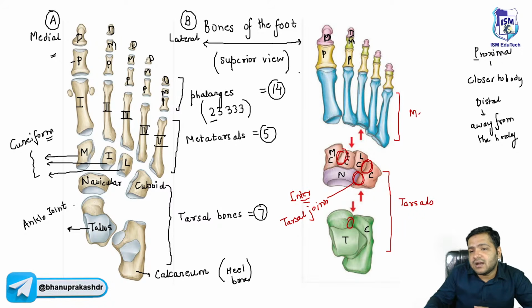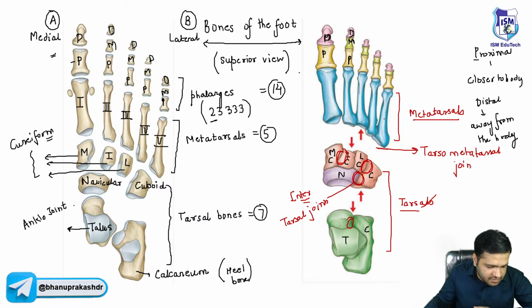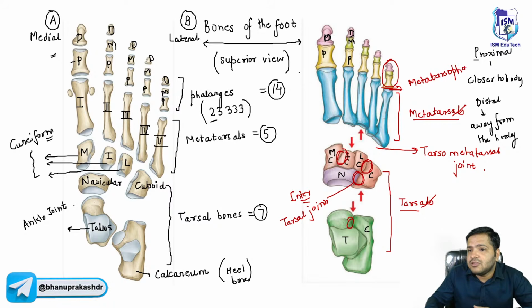Now between the tarsals and the metatarsal, metatarsal भी bone है और tarsals भी bone है. So this joint, beta, is between metatarsal and tarsal. So what you have to do, you have to omit ALS. So you have to write down tarso-metatarsal joint. And between the metatarsals and the phalanges, we have metatarso, again omit ALS, phalangeal joint, metatarsophalangeal joint.